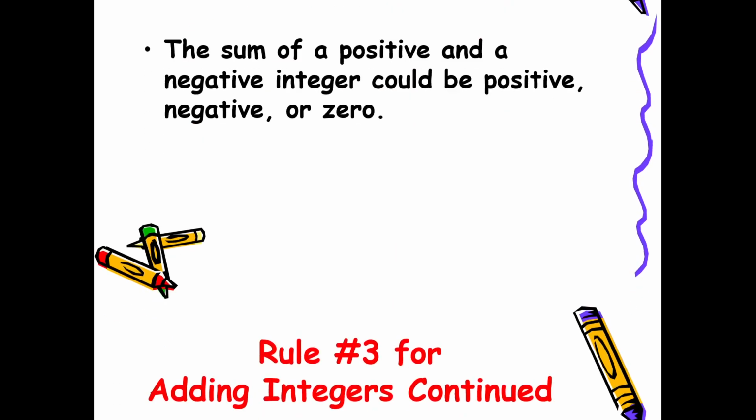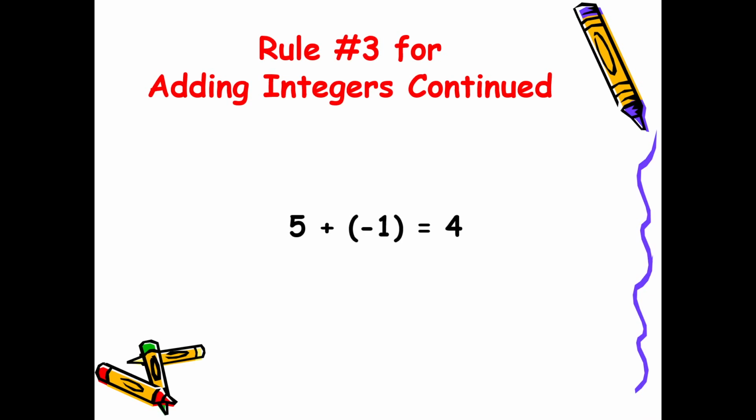Let's have examples. Look at this one: 5 plus negative 1. The sign of 5 is positive, the sign of 1 is negative. Why did I subtract 5 and 1? Different signs, sir. Very good. 5 minus 1 is 4. Now my question: why is it positive 4? Because 5 is bigger. Very good, I agree with all of you. The bigger number has the greater absolute value, and 5 is positive, so my result is positive.